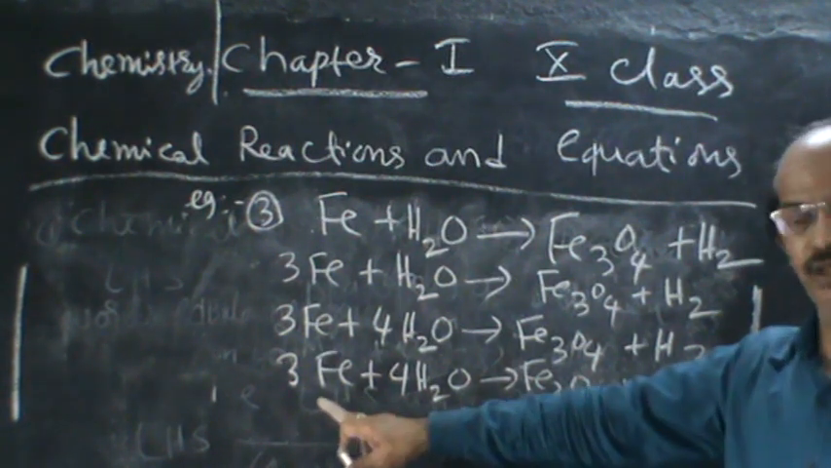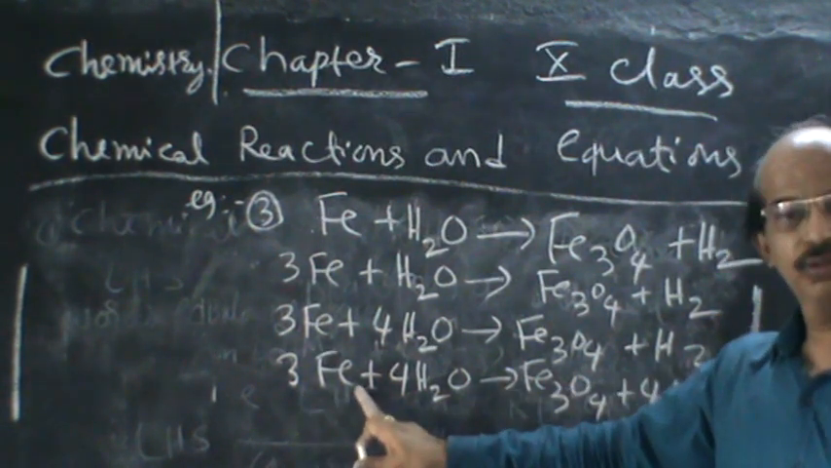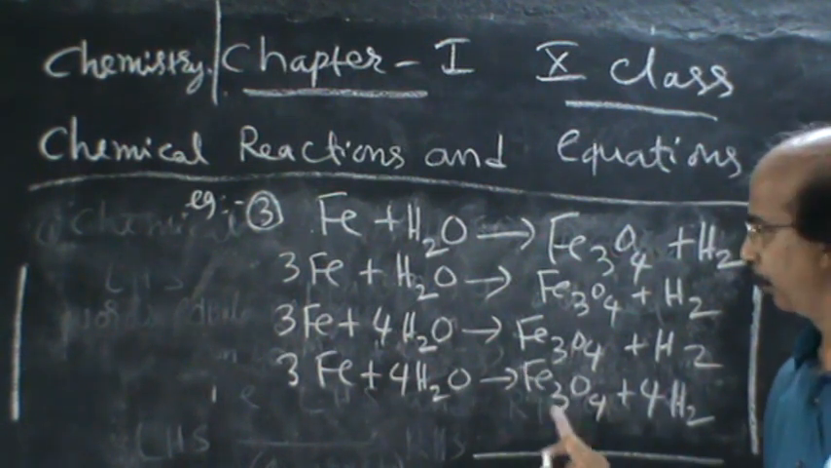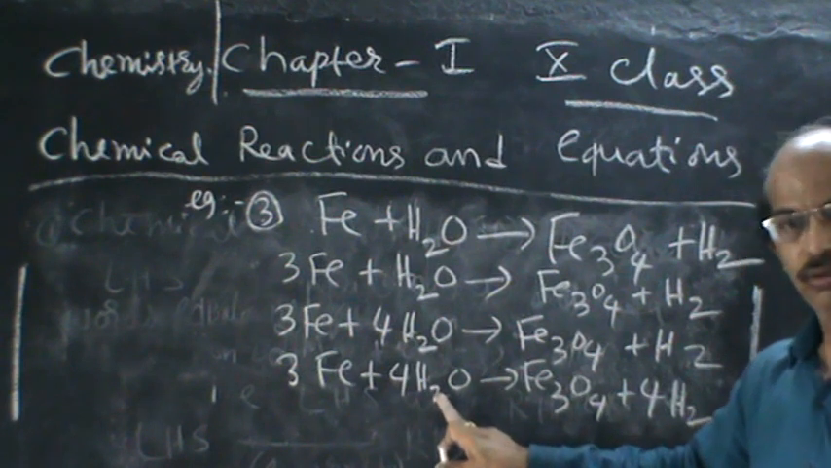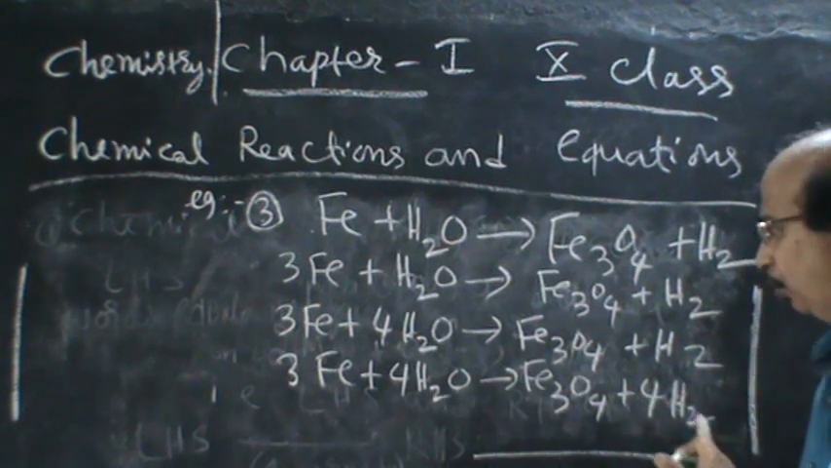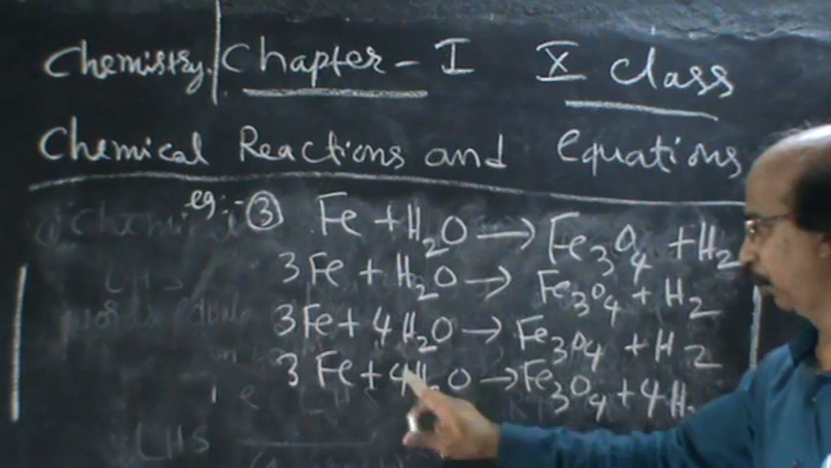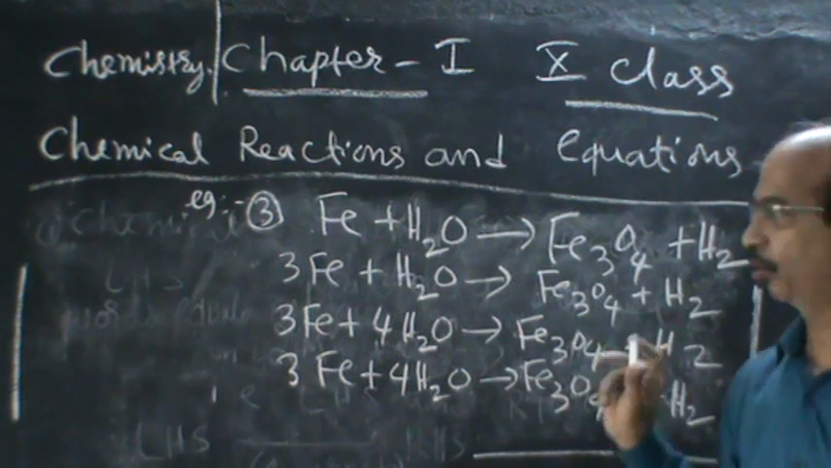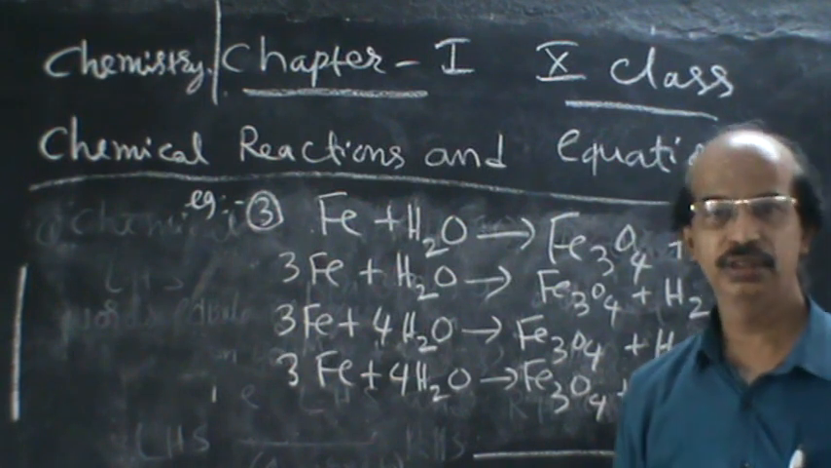Now see the final thing. 3 into 1, 3 iron. 1 into 3, 3 iron. Hydrogens: 4 into 2, 8. Here 4 into 2, 8. Oxygen 4 into 1, 4. Here oxygen 1 into 4, 4. So everything is balanced.